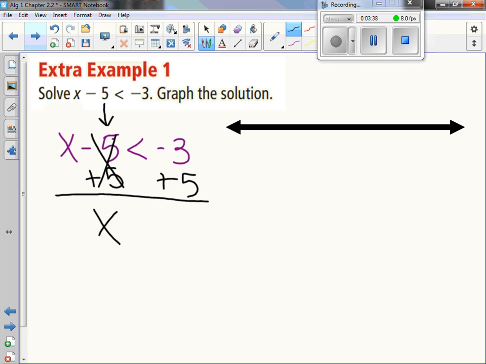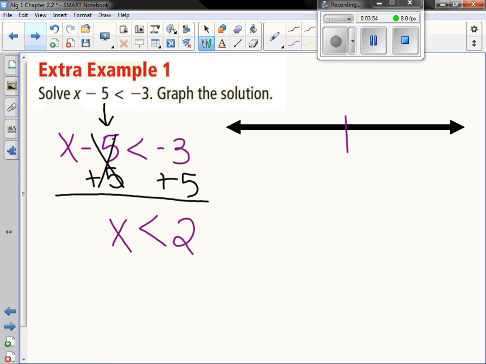Negative 3 plus 5 is? Exactly. And we leave the inequality sign the same. We didn't do anything to it. So it stays x is less than 2.